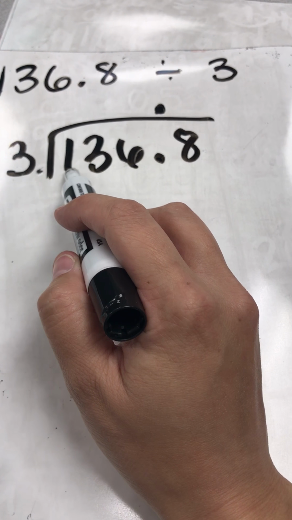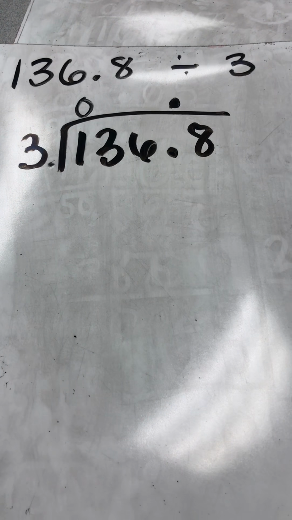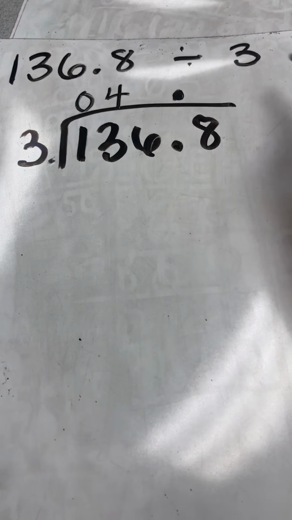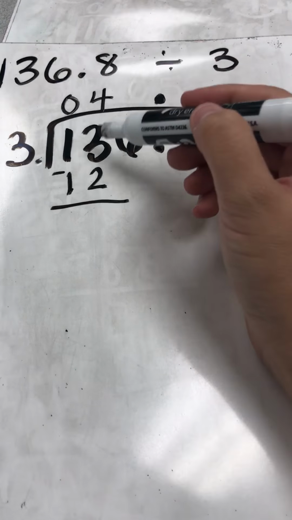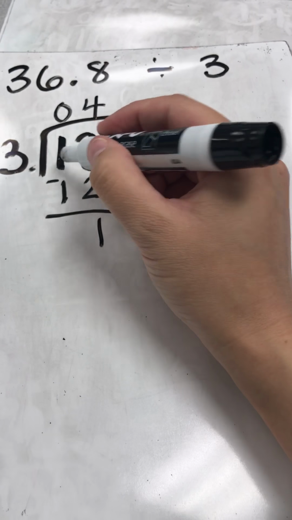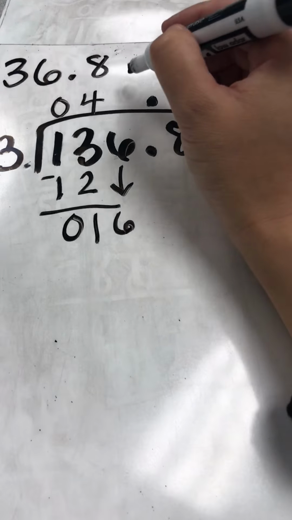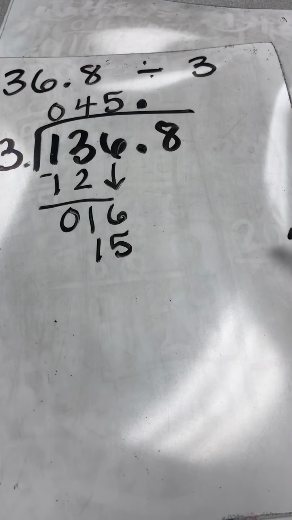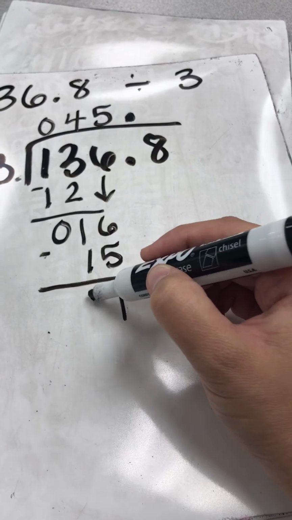I know that 3 is not going to go into 1, so I'm going to put a 0 here to hold that place value. I know 3 is going to go into 13. I can do that 4 times. 4 times 3 gives me 12. When I subtract, I do 3 minus 2 is 1. 1 minus 1 is 0. I'm going to bring down my 6. 3 is going to go into 16 5 times. 5 times 3 will give me 15. When I subtract, 6 minus 5 is 1. 1 minus 1 is 0.